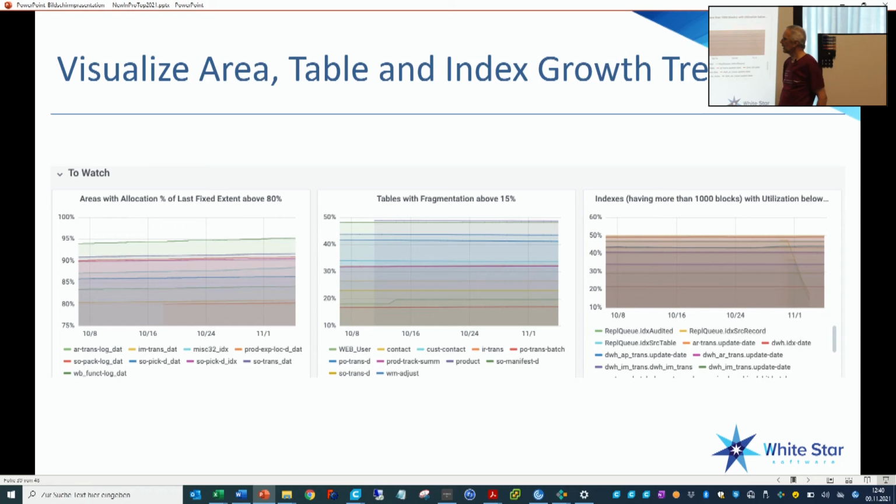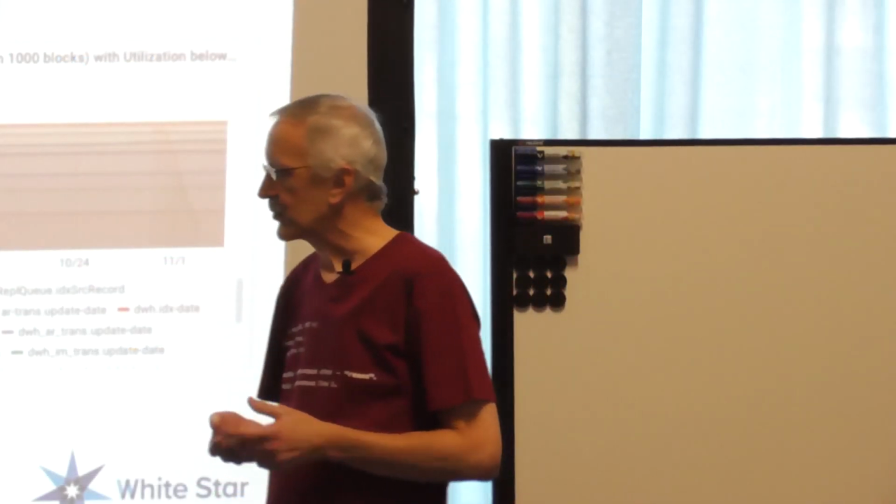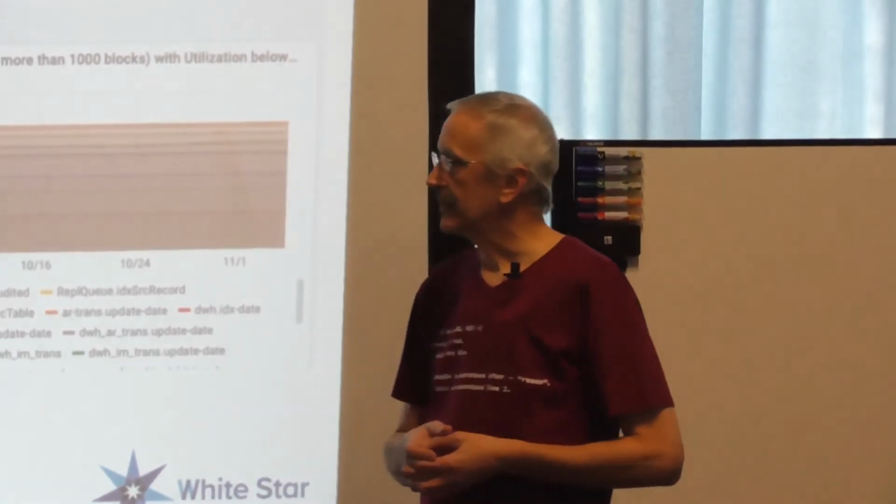Here is some information about tables with fixed extents that are above 80%. So if you're trying to manage your fixed extents and you get to a certain threshold, you're going to want to add a new fixed extent. Or you could just go with the, we'll just do all variable approach, which a lot of people find easier to manage.